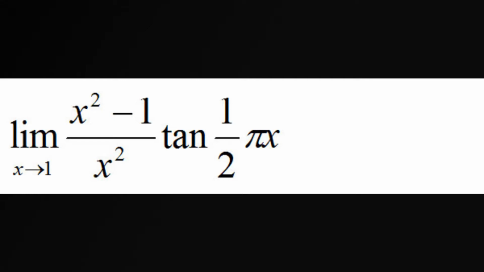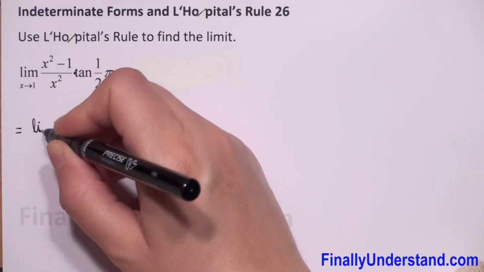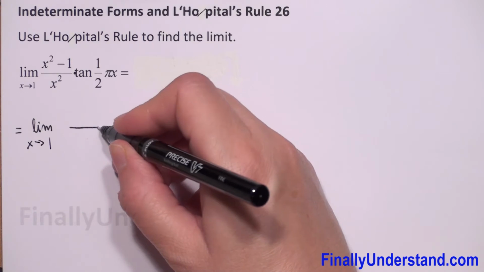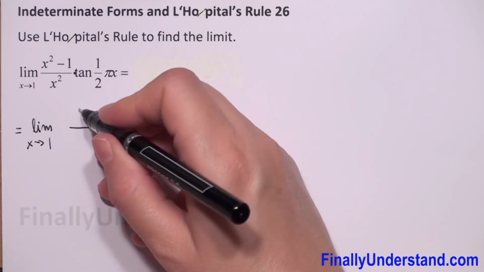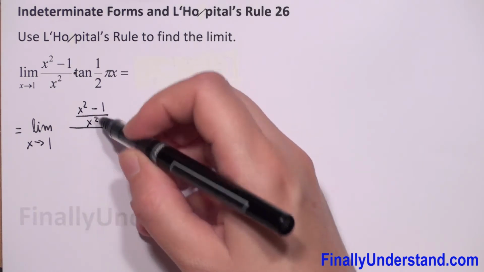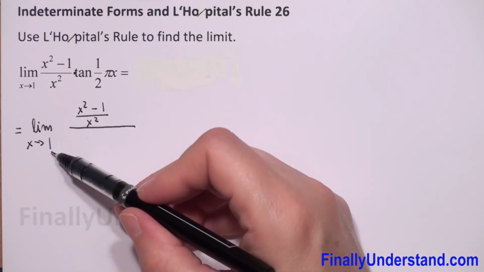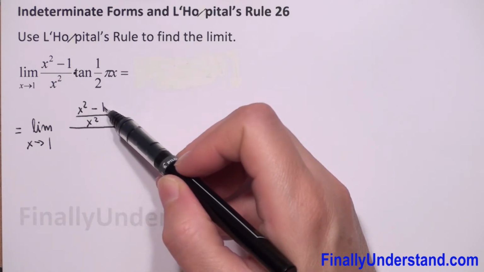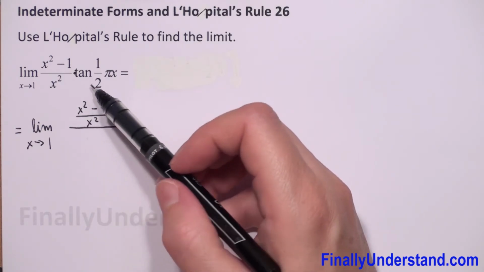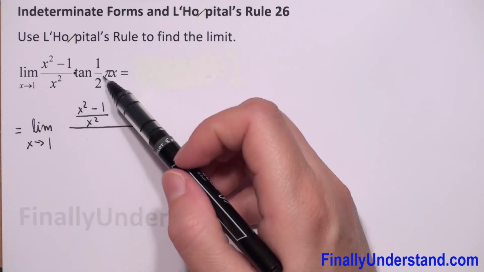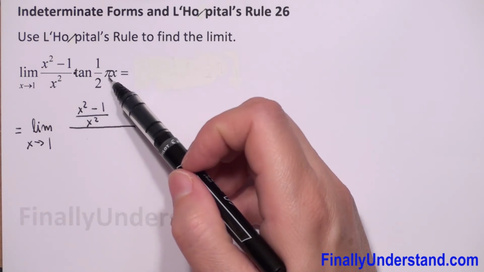First, we can rewrite this function. We will have limit as x approaches 1 of, in numerator I will put x squared minus 1 over x squared y, because when we replace x's by 1 we will get 0 in numerator, and when x approaches 1 we will have tangent of 1/2 of pi.